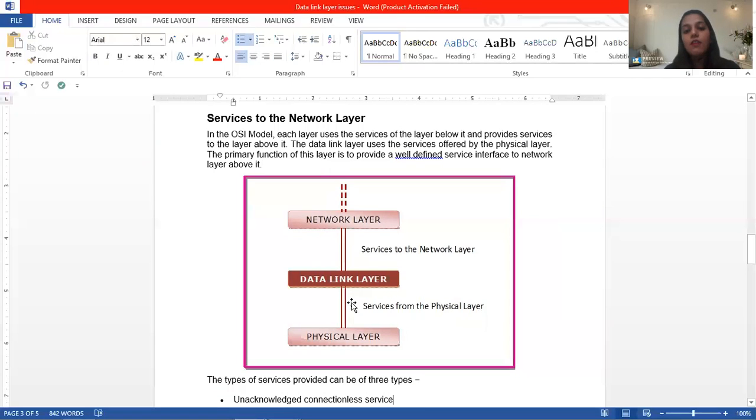So you can see here services from the physical layer and then services to the network layer. The data link layer uses services offered by the physical layer. The primary function of this layer is to provide a well-defined service interface to the network layer.